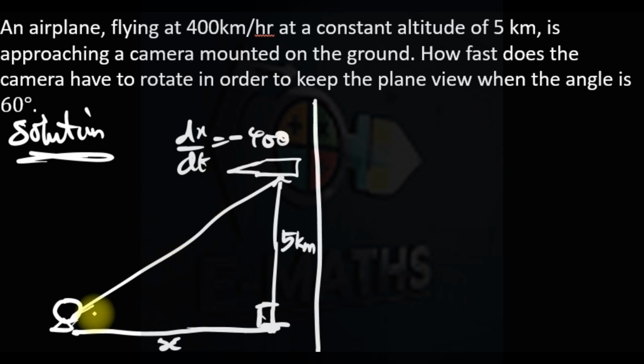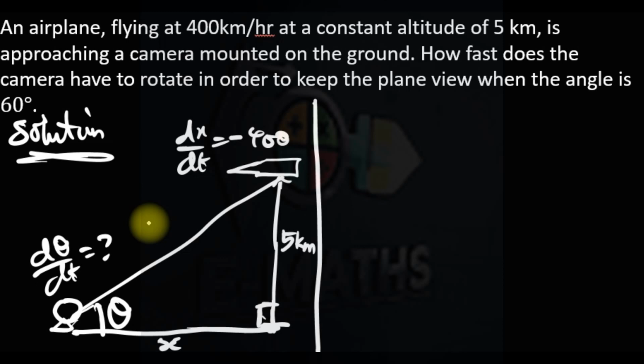So our main aim is to find, as the plane is approaching, the angle here, that's the way the camera is moving, would be changing. So let's call it theta. Our main aim is to find dtheta/dt. So that's it. So we need to solve.